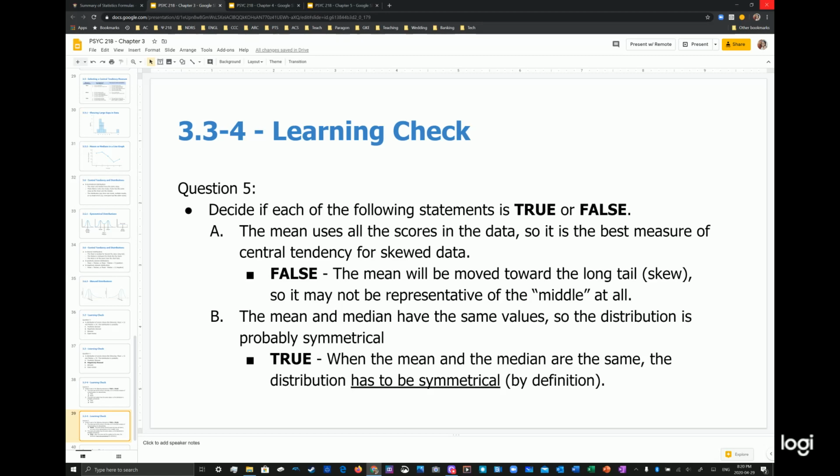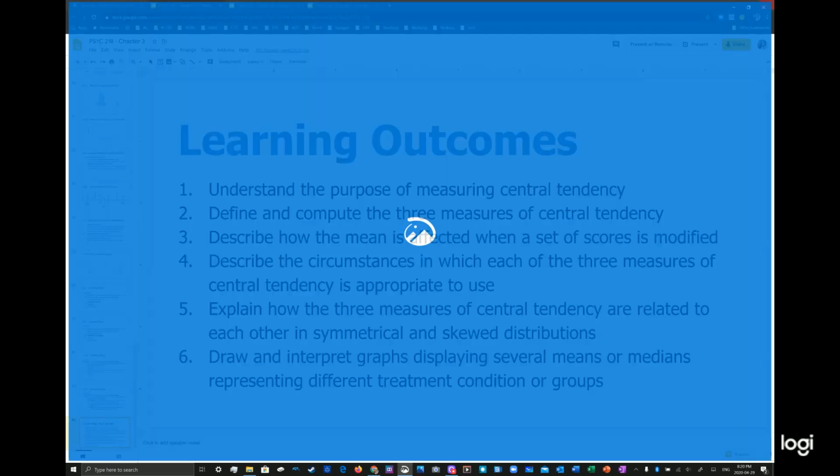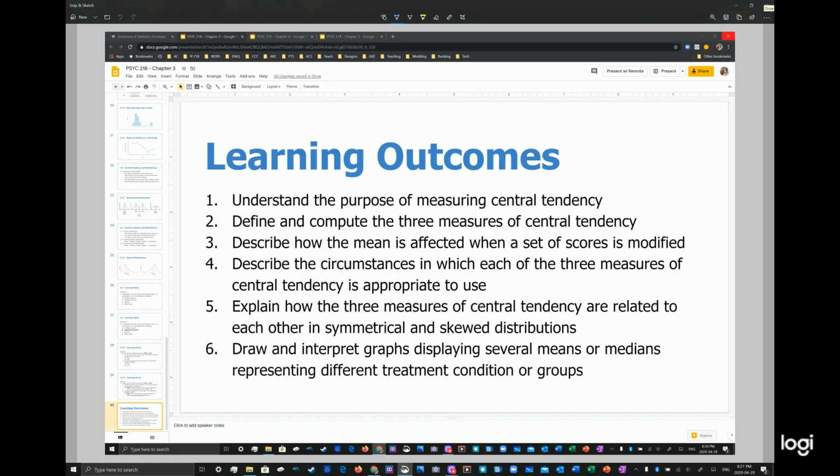The distribution is symmetrical. So that's it for our chapter 3. We have covered these 6 learning outcomes. We have explored and explained, that will help us understand the purpose. I'm going to use explain here, and I'm going to change this to explain the purpose of measuring central tendency.